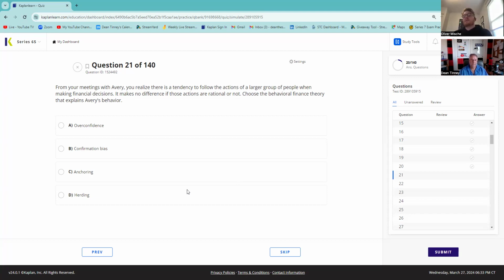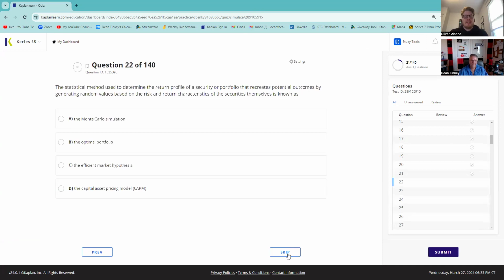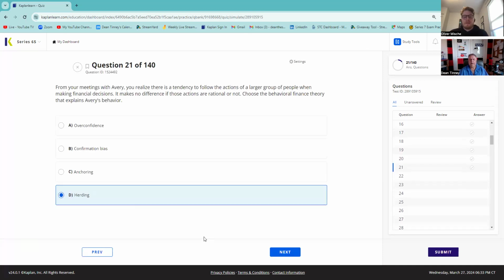Choose the behavioral finance theory that explains Avery's behavior. I'm going to have to go with D here. Yeah, let's go with D. Remember, overconfidence is hubris. Anchoring is like an inherited position where the family's worked at the company for years and years. Confirmation bias. I've never even heard of that. Confirmation bias means that just because it's worked for you in the past, you stick with it.